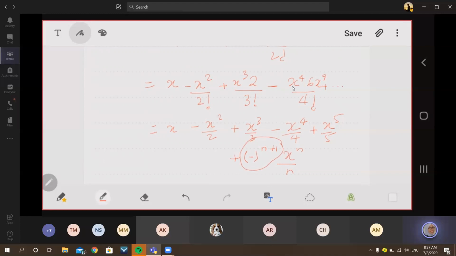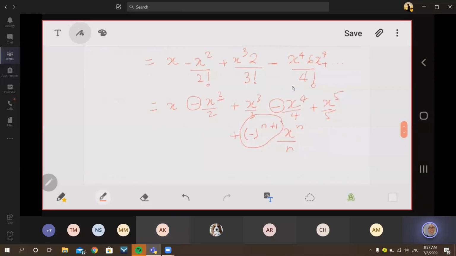Because when it is power 2 here, it is minus. When it is even power, it doesn't matter. If you want to put that one, you put 2n plus 1, also can. It doesn't matter, as long as you get a negative, to make sure that it is negative.